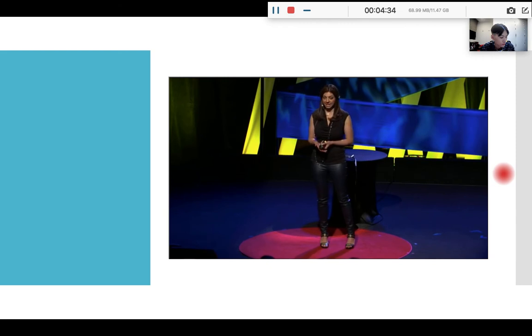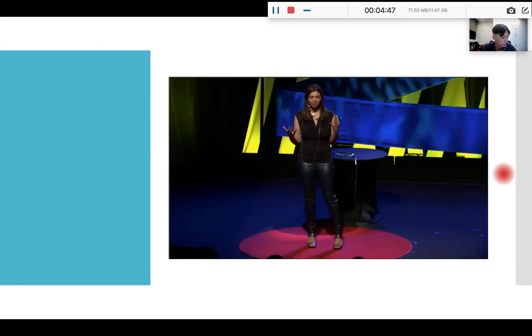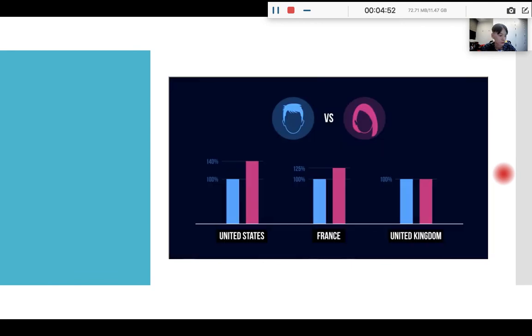So what have we learned to date? Gender. Our data confirms something that you might suspect. Women are more expressive than men. Not only do they smile more, their smiles last longer, and we can now really quantify what is it that men and women respond to differently. Let's do culture. So in the United States, women are 40% more expressive than men, but curiously, we don't see any difference in the UK between men and women.